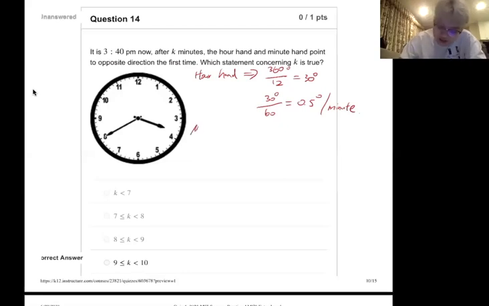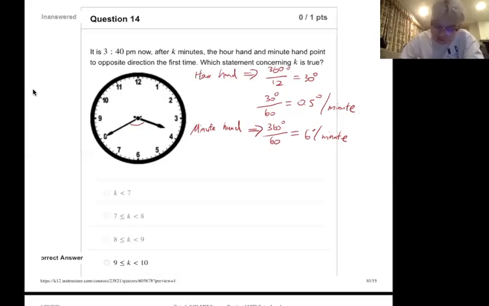And for the minute hand, it will make a full circle in 1 hour, right? So 360 degrees in 60 minutes. That will give us 6 degrees per minute. And it's 3:40 p.m. now, so we need to calculate the angle between the hour hand and minute hand right now.